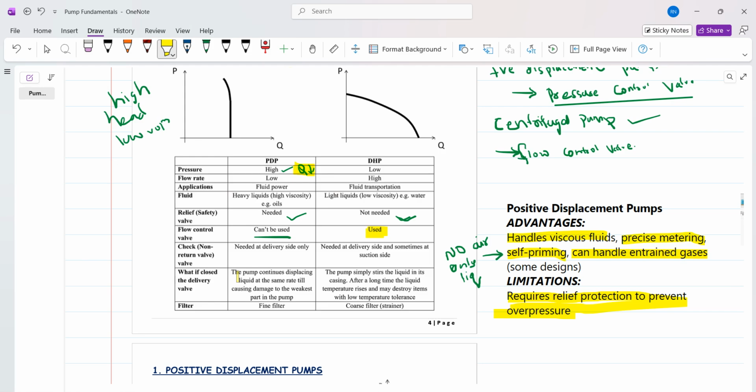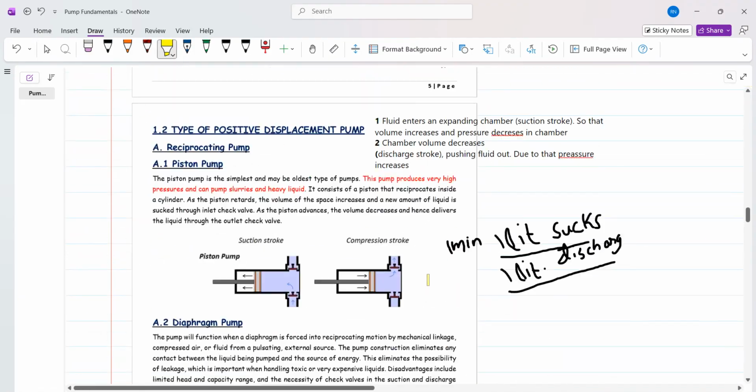What if the delivery valve is closed? The pump continues displacing the liquid at the same rate, causing damage to the weakest part in the pump, right? The pump simply stirs the liquid in its casing. After a long time, the liquid temperature rises and may destroy the items with low temperature tolerance, right? For filters, we need a fine filter, and we need a coarse filter strainer. So these are the things.